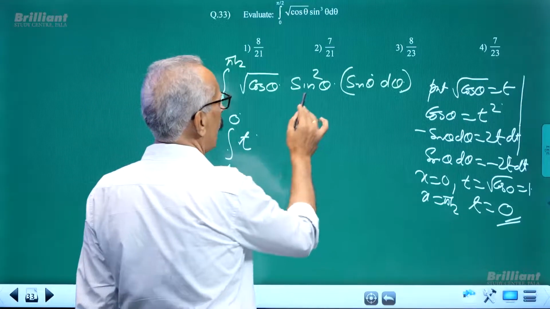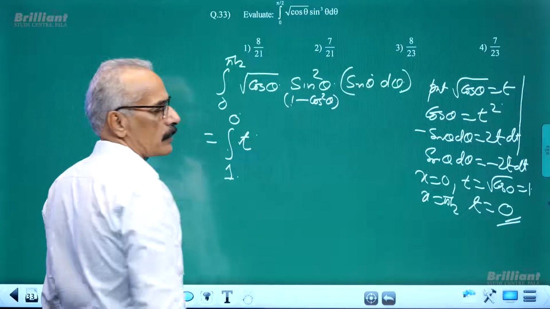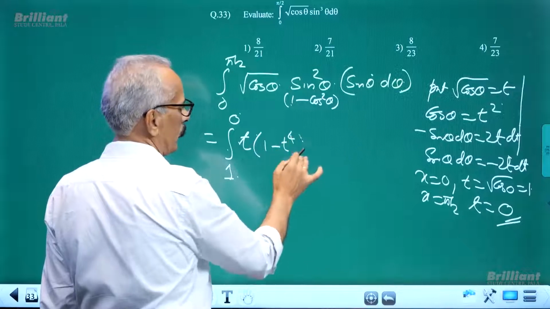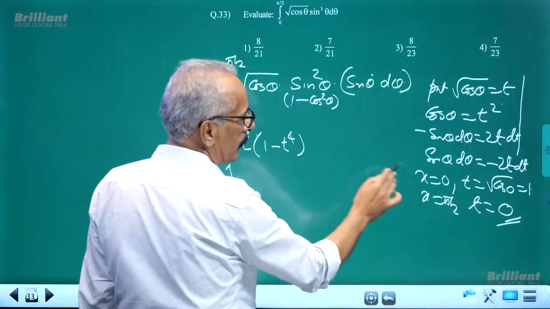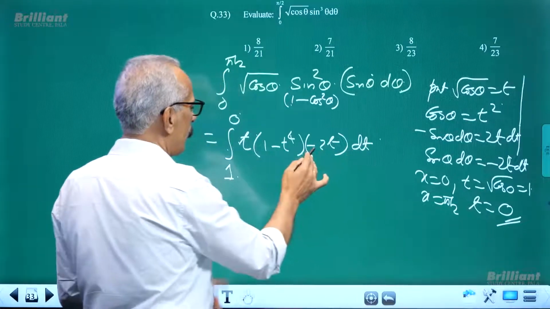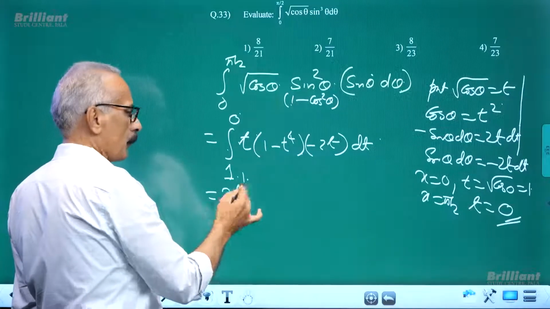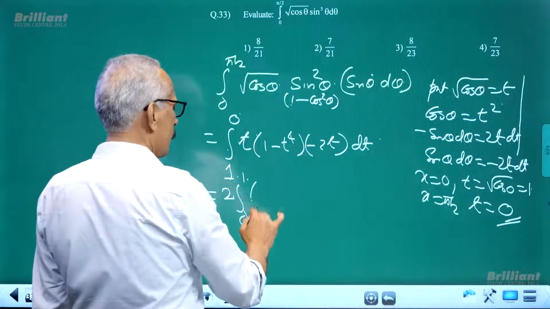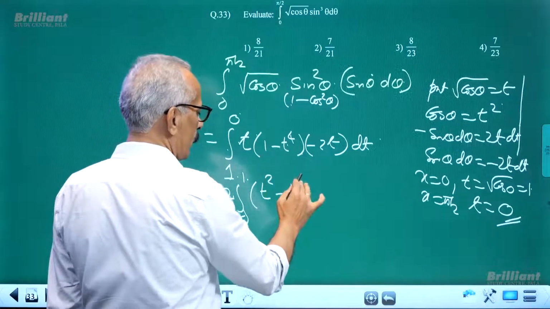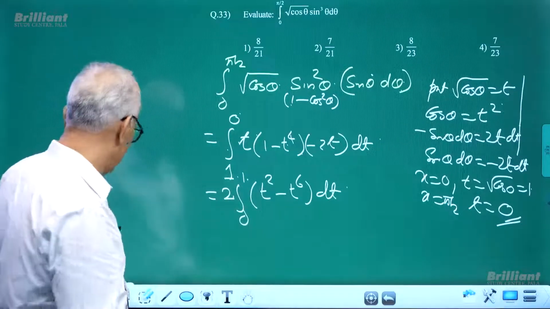Root of cos theta is t. Sin square theta, how will you write? 1 minus cos square theta. See? 1 minus cos square theta. That will become 1 minus cos square, that is t raised to 4, into sin theta d theta, minus 2t dt. Remove the minus, so this is integral 0 to 1, 2 taken out. Alright. t into t, t square. So this is t square minus t square into t raised to 4, t raised to 6 dt.